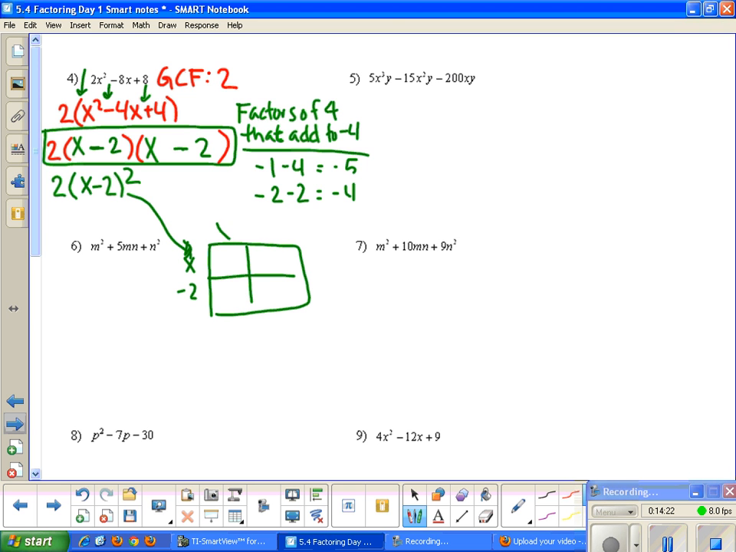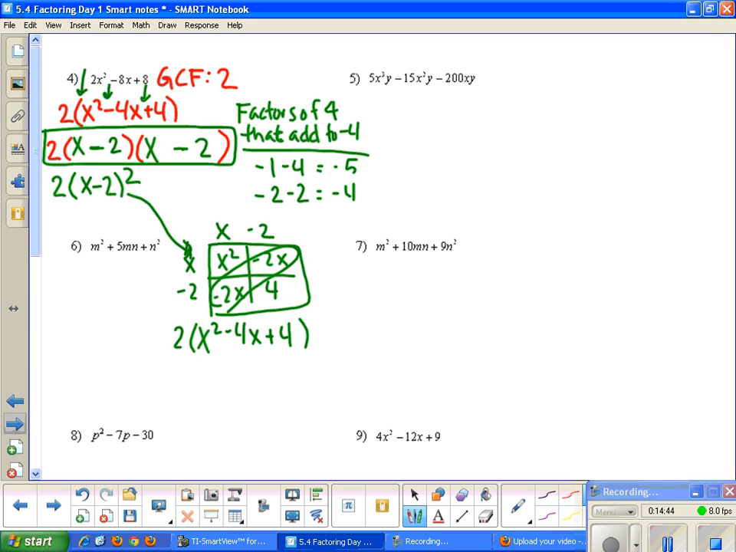So x minus 2, x minus 2. x times x gives me x squared. x times negative 2 is negative 2x, negative 2x, and negative 2 times negative 2 would be positive 4. So we get x squared. These are like terms, so minus 4x plus 4. And then don't forget we had that 2 in front originally because we factored that out.